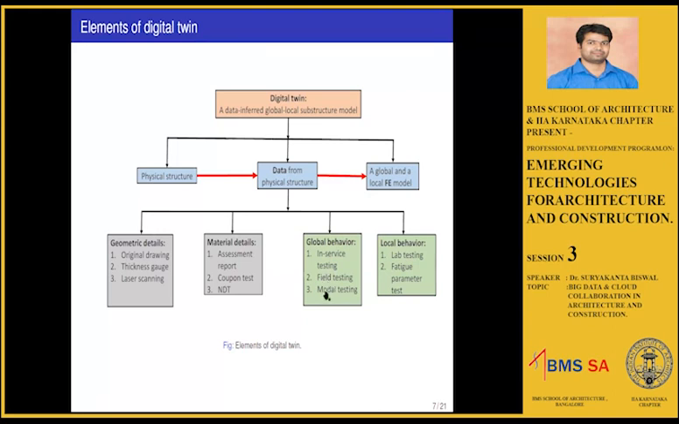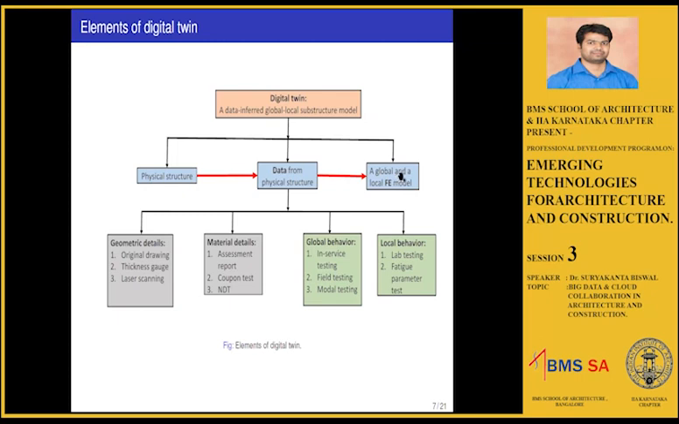Modal testing means you use something like an impact hammer to measure the modal parameters of the bridge. So these are the global behavior. Then you can also measure the local behavior using lab testing, like the coupon test, and the fatigue parameter test. This could be a small section of the bridge, or it could be the full bridge itself.